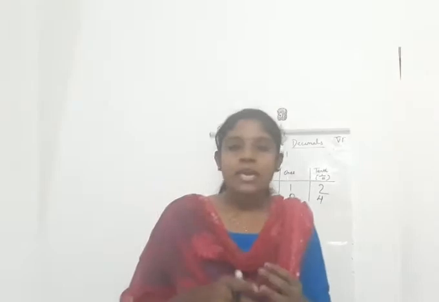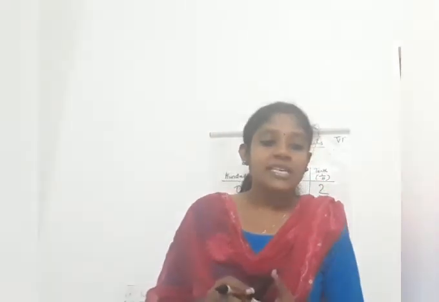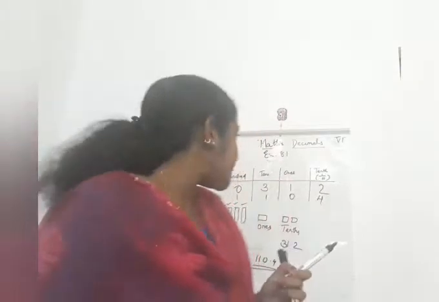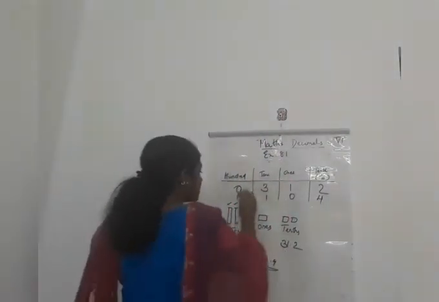110.4. Okay, so that was the first question. Now we'll move to the second question. Second question in your textbook is write the following decimals in the place value table. So you have to write the decimals in the place value table. So this is the place value table.